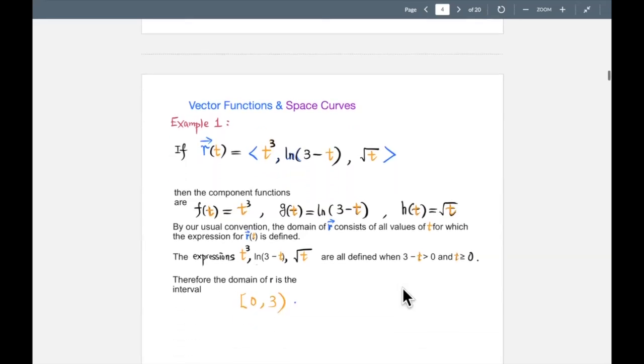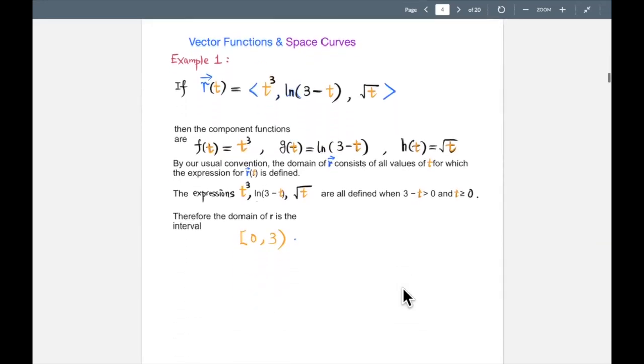Okay, now let's take a look at one example. In this example, we have a vector function which has three component functions, right? 1, 2, 3. So the first component function is f(t), this is g(t), and this is the square root of t, a three-component function. The domain of this vector function will consist of all values t that make each expression defined.